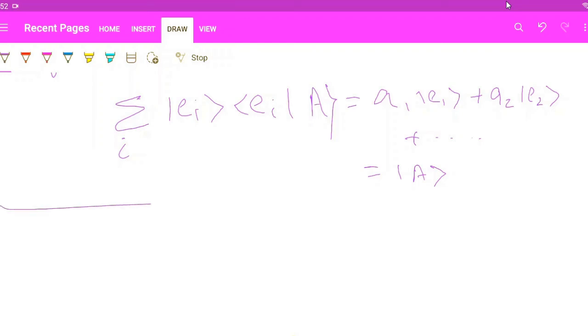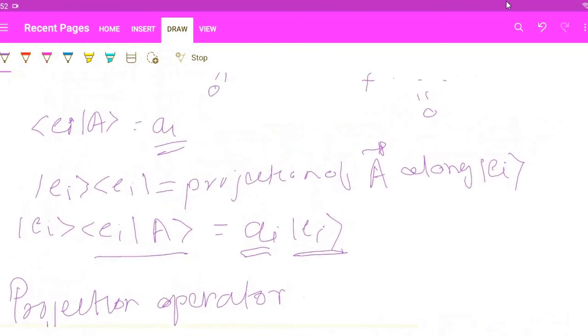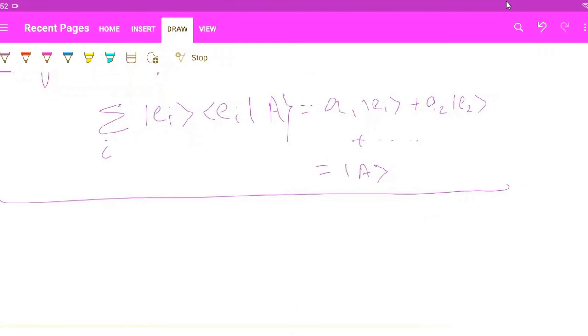Right? We will discuss this in more detail later. Let's go back a little bit. We say that this particular thing gives me the projection of a vector. Isn't it what we do in our Euclidean space?